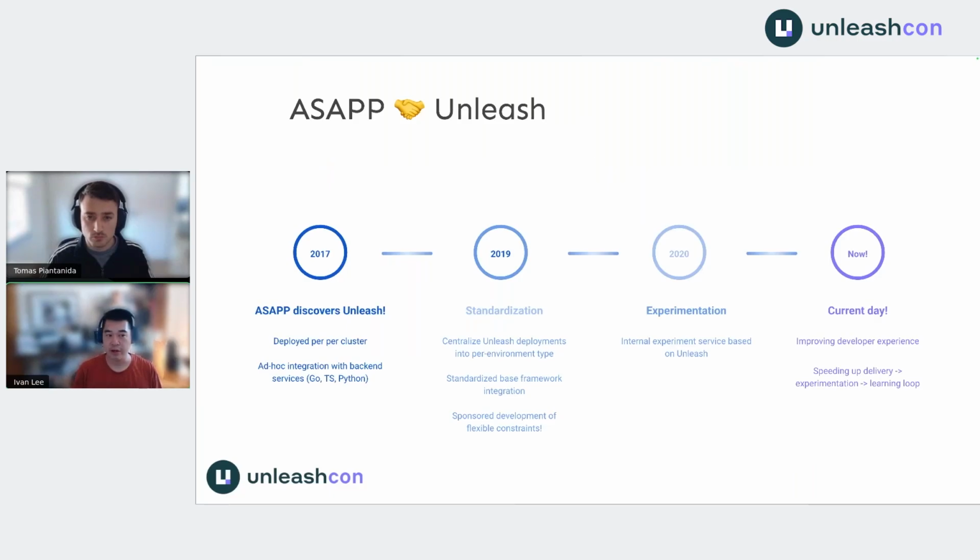I wanted to give a quick history of how ASAP discovered Unleash and how we got to where we are. So we discovered Unleash in 2017 when the project was still very much in its infancy. We were able to get a test instance running in like 3 or 4 days. The gentleman who did the work is still at ASAP and is currently running our data infrastructure. And we were able to do a quick POC shortly afterwards. That was very early in the life cycle.